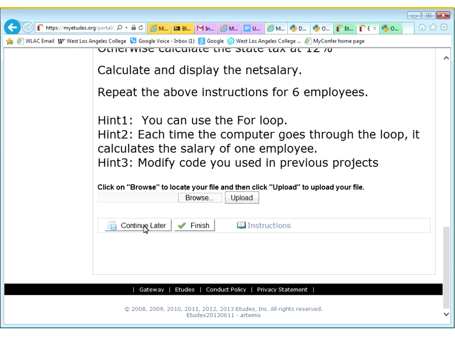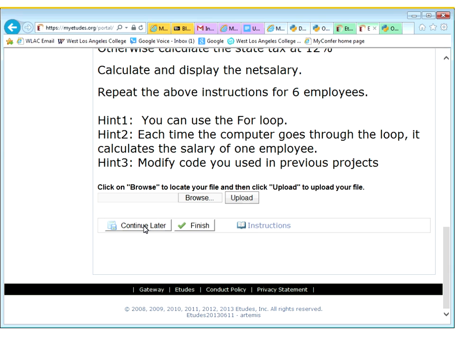Okay, so continue later allows you to come back to it. Finish closes it out, and you're done. Right? So there's no bringing it back, no deleting it, no changes are allowed to it at all. And in order for me to grade it, you have to finish it. So you have to hit the finish button. If you don't hit the finish button, I don't see it.